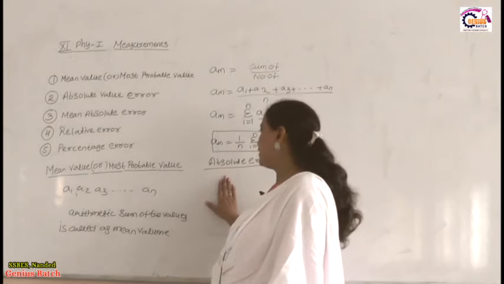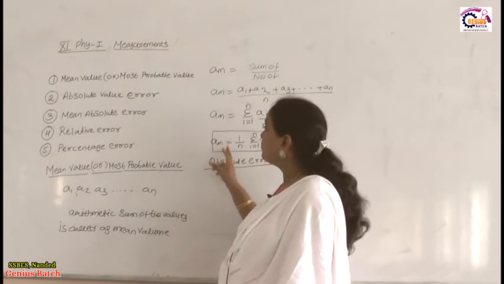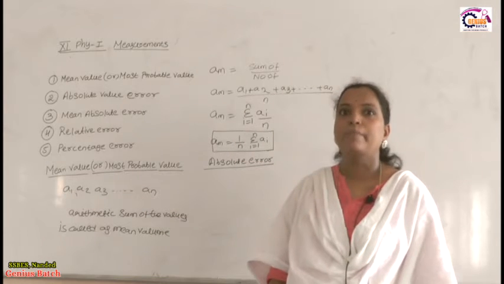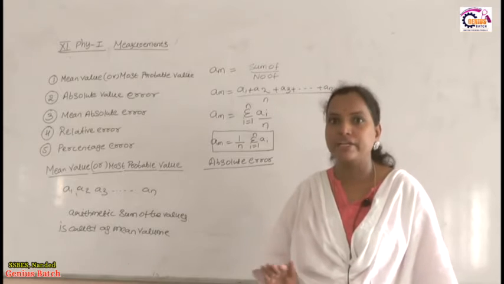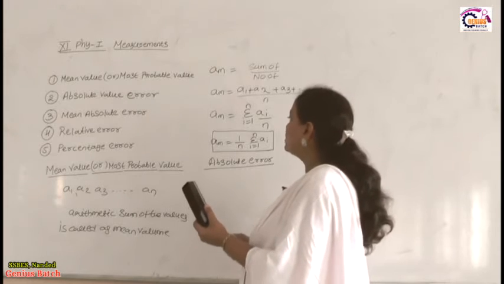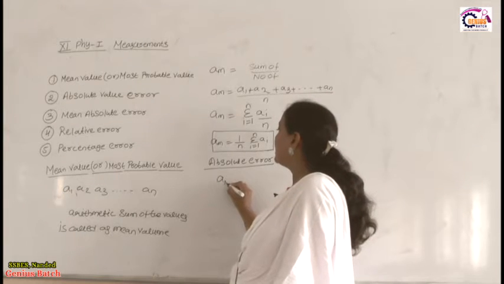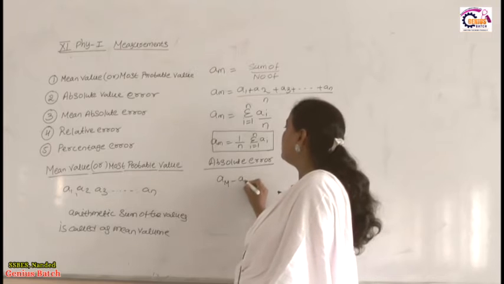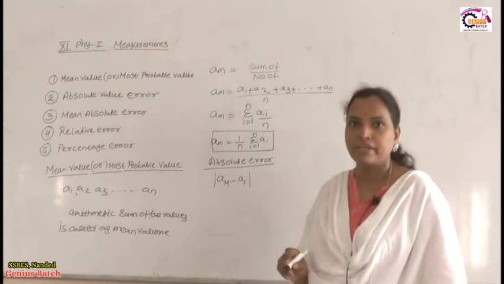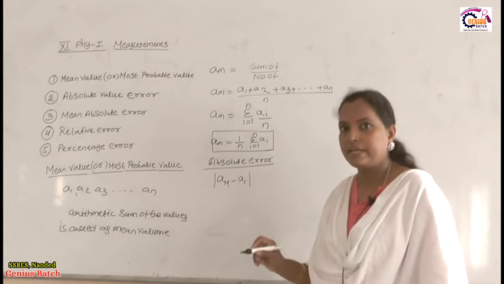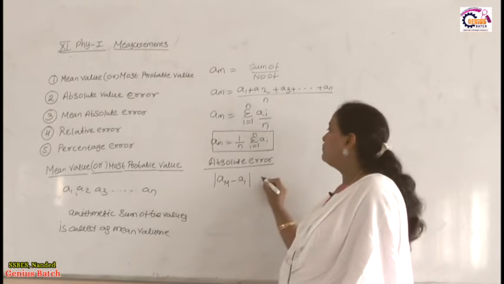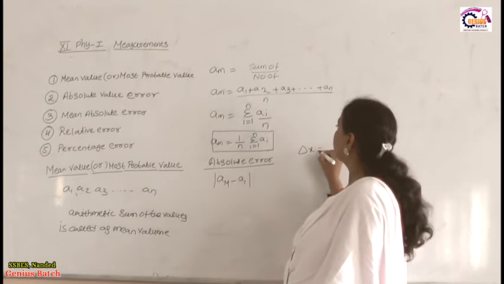So absolute error is nothing but we are finding the difference between the mean value and the individual value. Absolute error is the magnitude of difference between mean value and individual value. Suppose Am is the mean value and A1 is the first individual value. We have to take the magnitude, because if you get a minus sign, when you take the magnitude, it becomes a positive sign.